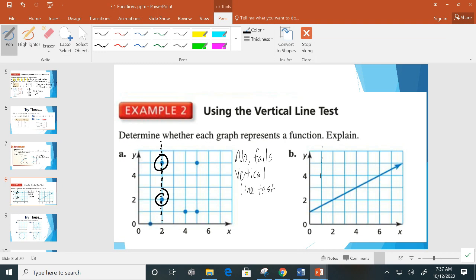Here in B, if I draw my lines in everywhere, I'm only hitting in one spot every time. So this one is a function because it passes the vertical line test. Okay? I never hit in more than one spot.